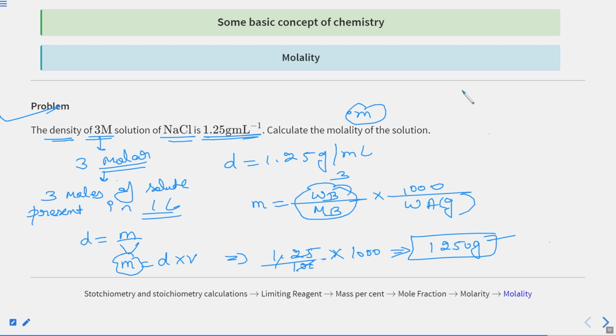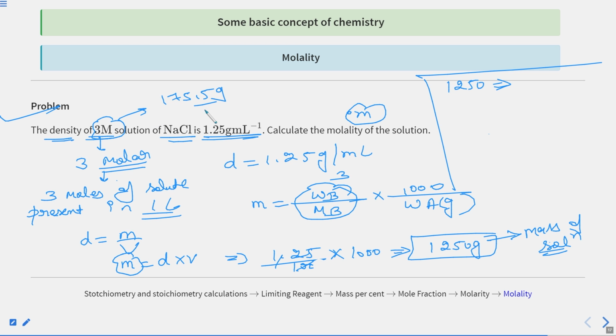If you know the mass of solution, this is the common mistake here. So what can you do? Mass of solute plus mass of solvent is equal to mass of solution. If mass of solution is 1250 gram, you need mass of solute plus mass of solvent. Mass of solute, how can you calculate it? You can see 3 moles are given, so you can calculate the mass of solute, which comes out to be 175.5 gram. With the help of this 175.5 gram plus mass of solvent, because you have to put WA, you can calculate WA from here and put that particular value.